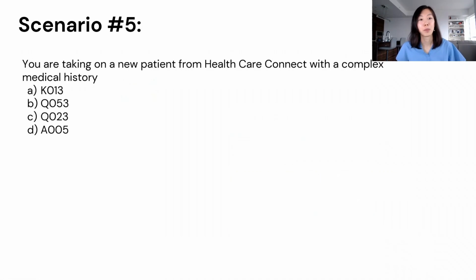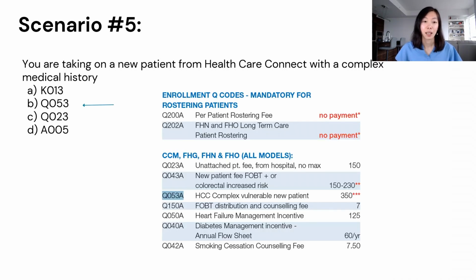All right, scenario number 5. So you are taking on a new patient from Health Care Connect with a complex medical history. What would you bill? Pause the video, write your answer, and the answer is B. And so remember what I said earlier about Health Care Connect. You can bill this extra $350 in addition to any of your meet and greet visits. So let's say if you usually bill A007s for your meet and greets, you can bill that as well.